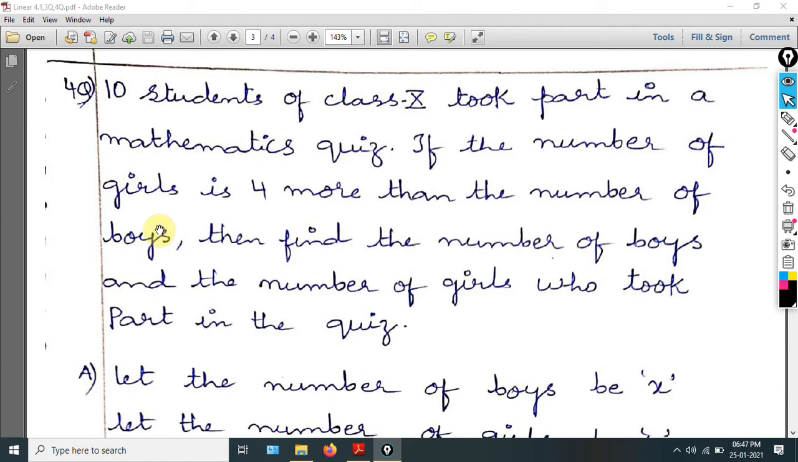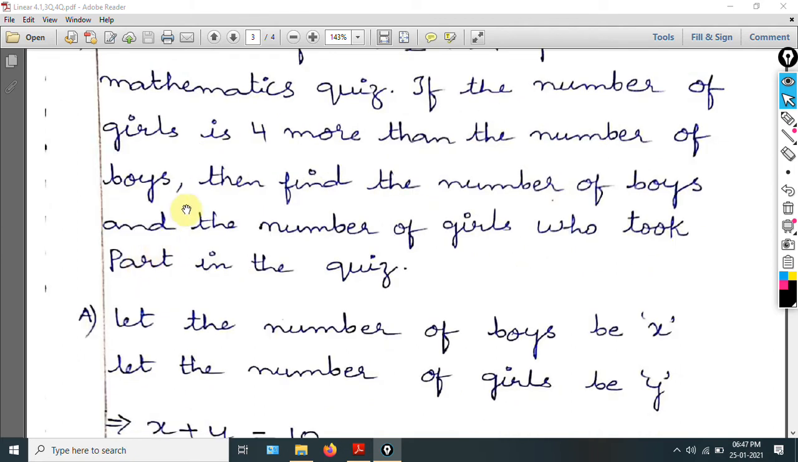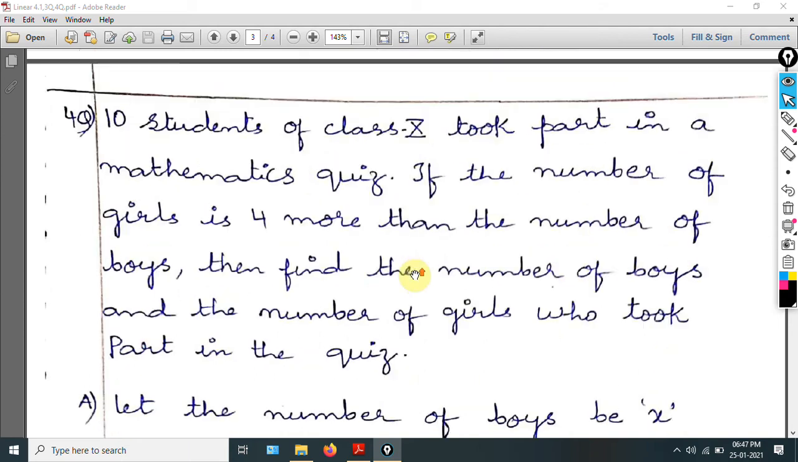He is not giving it directly, but he is giving it in the form of a condition. He is saying, if the number of girls is 4 more than the number of boys, then find the number of boys and the number of girls who took part in the quiz. So by using these conditions, we have to find out how many boys and how many girls took part in the quiz.